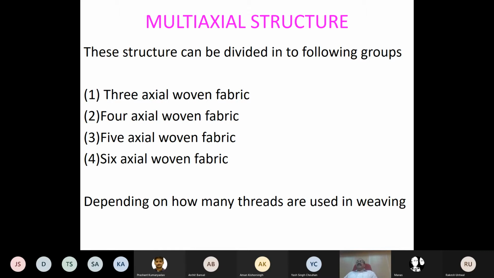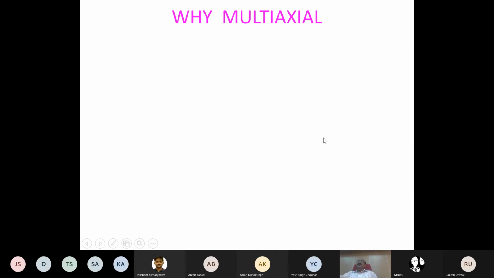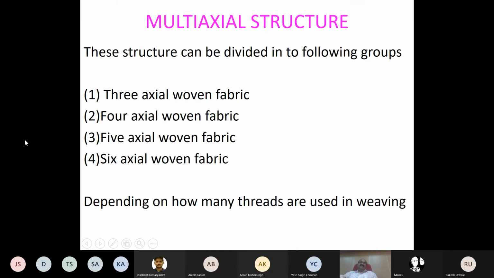Multi-axial fabric can be divided into following groups. Remember, anything which is more than two are called multi. So we have uniaxial or biaxial. Beyond this, tri or four or five and six, they are all called multi-axial. I'll show you some of the diagrams of these triaxial, four axial, five axial, and six axial fabric, depending on how many threads are used in weaving.